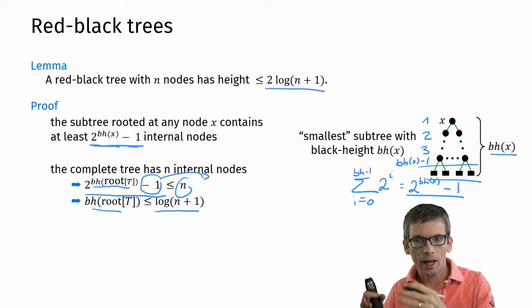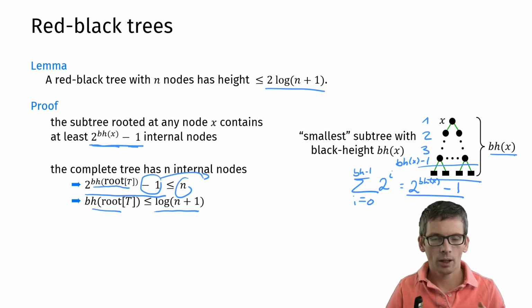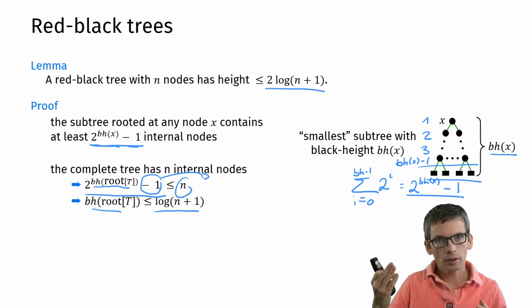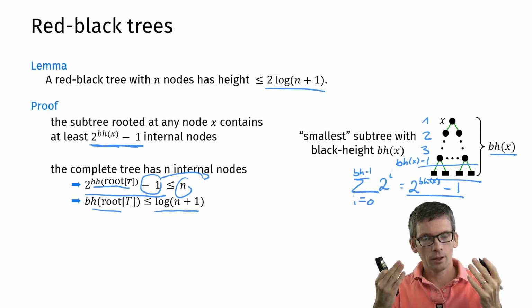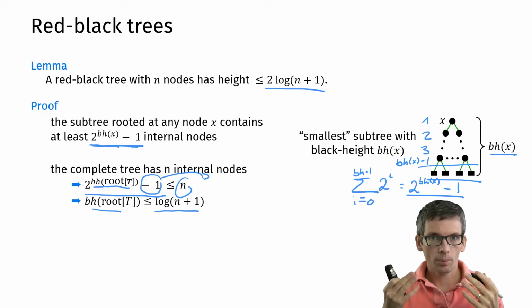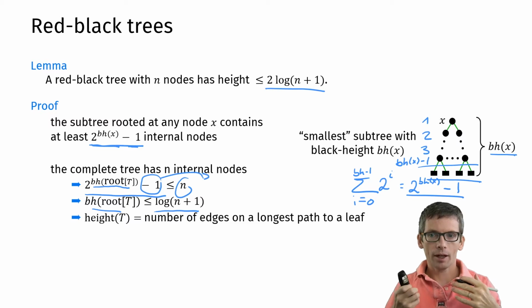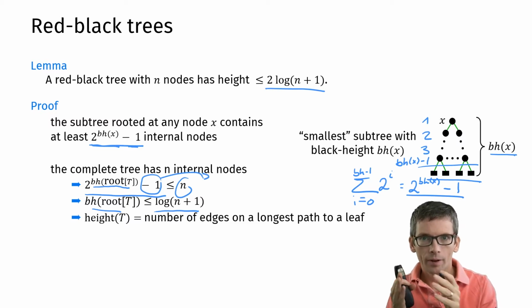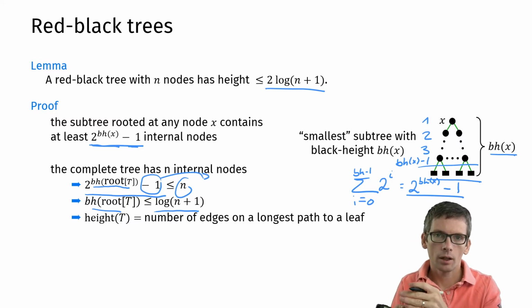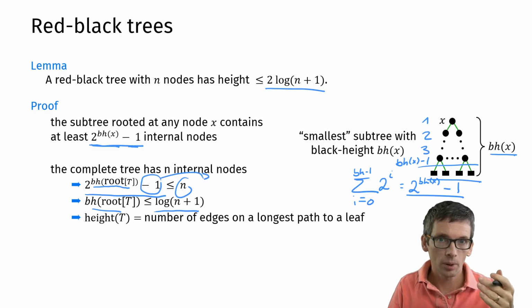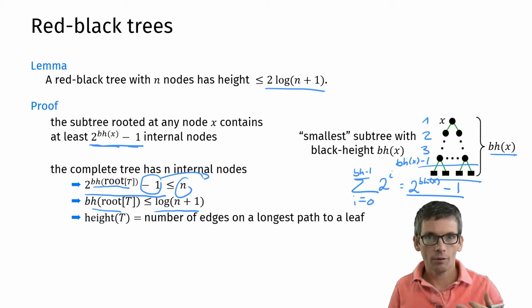Now I know the black height is bounded by log n plus 1, but I wanted to bound the height. So how big is the height compared to the black height? Now we can use a property that every second node on a path has to be black. So the height of a tree is the length of the longest path to a leaf. Every second node on that path needs to be black. Therefore, in particular also the last one, the leaf.